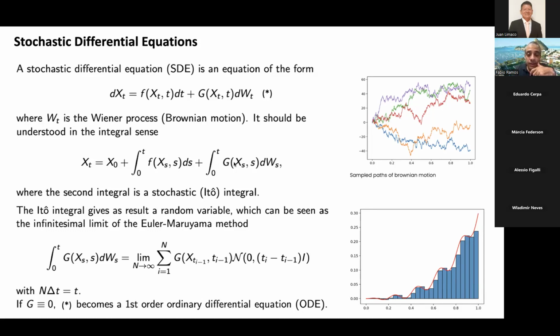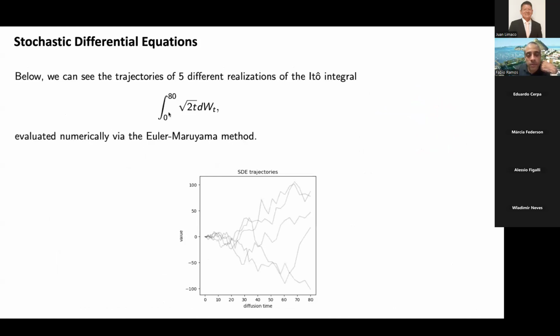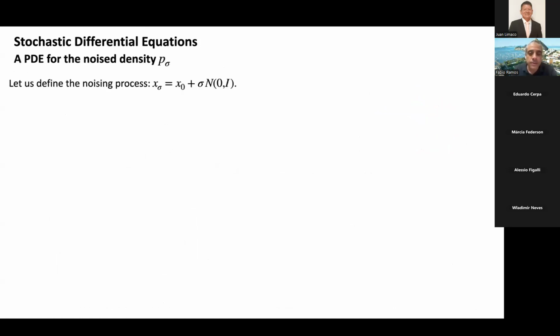At the end of the day, these are stochastic processes. So the Ito integral is a stochastic process itself, right? So for example, these are trajectories of this Ito integral, right? So I'm integrating with the Euler-Maruyama method this function, square root of 2t, right? So you have trajectories.